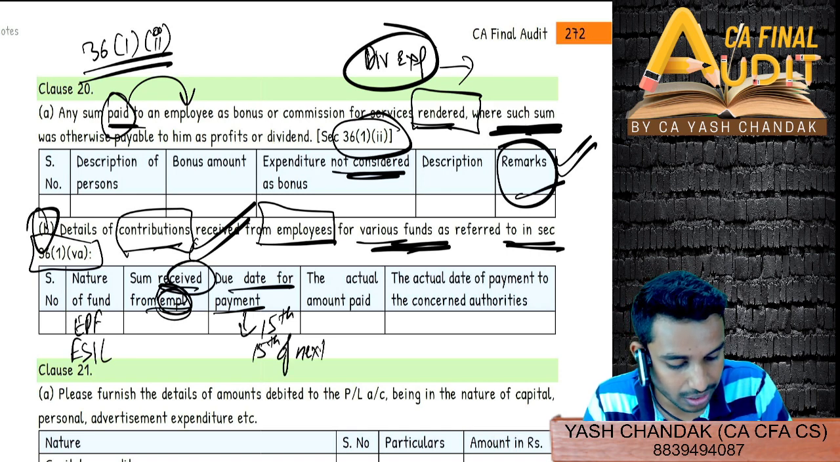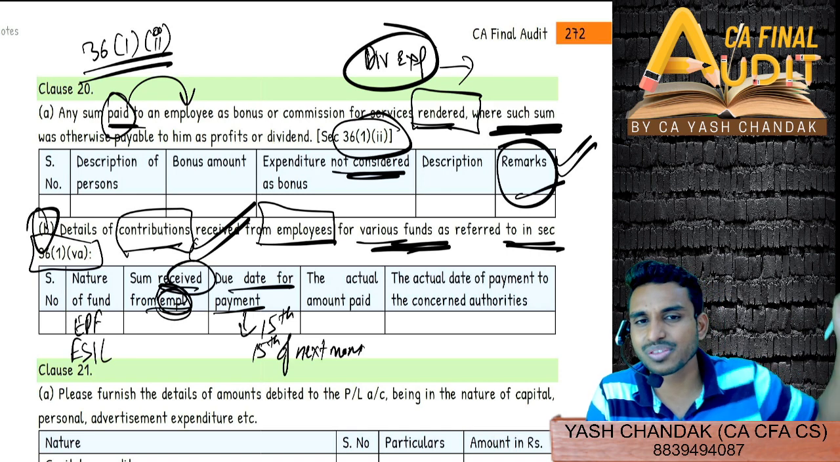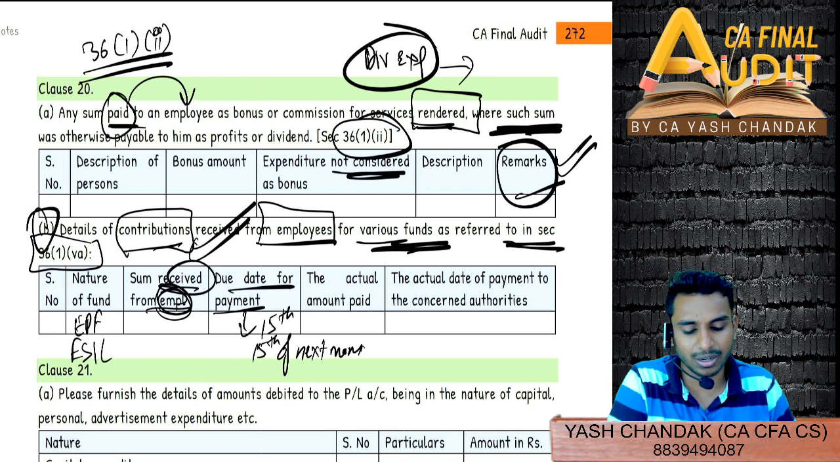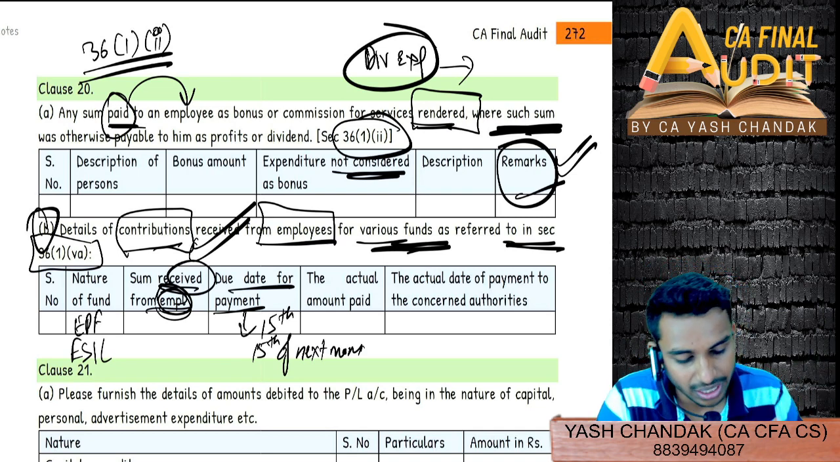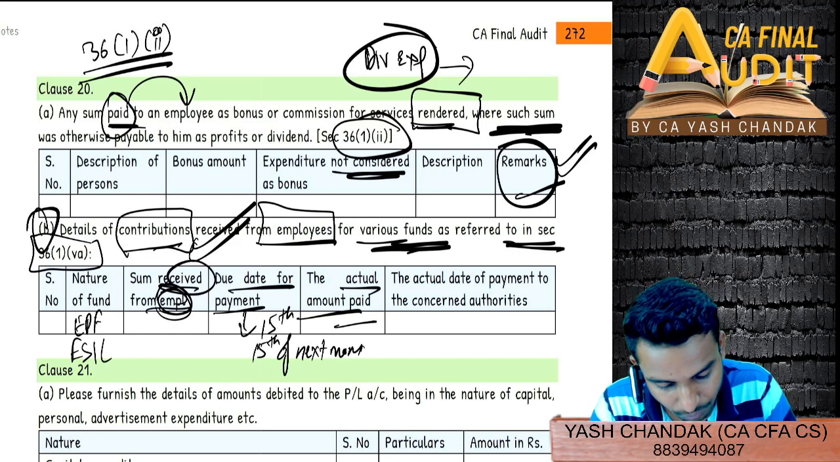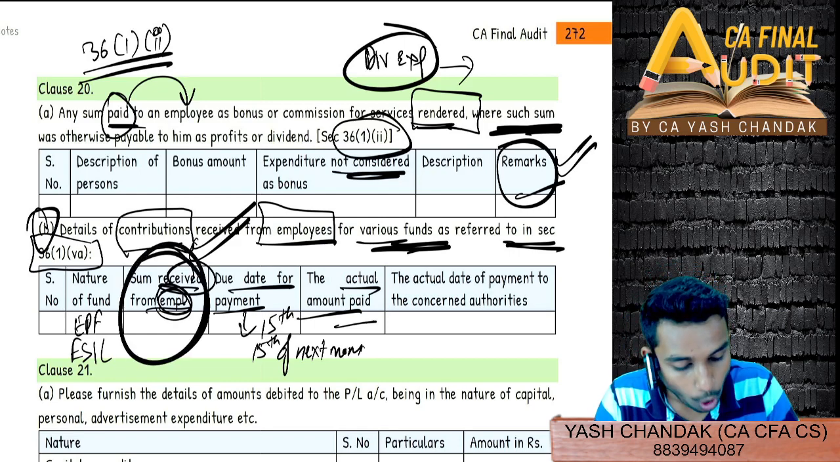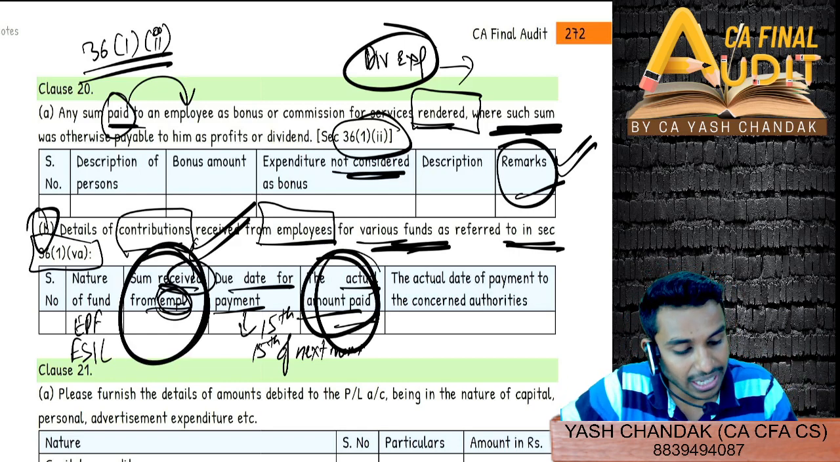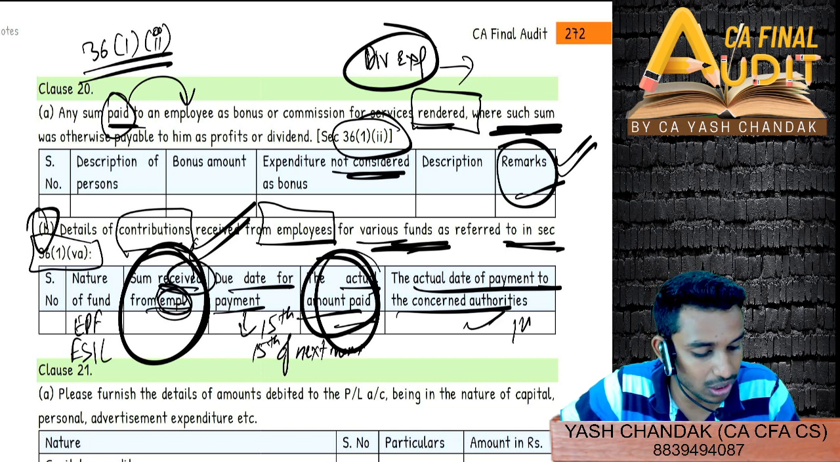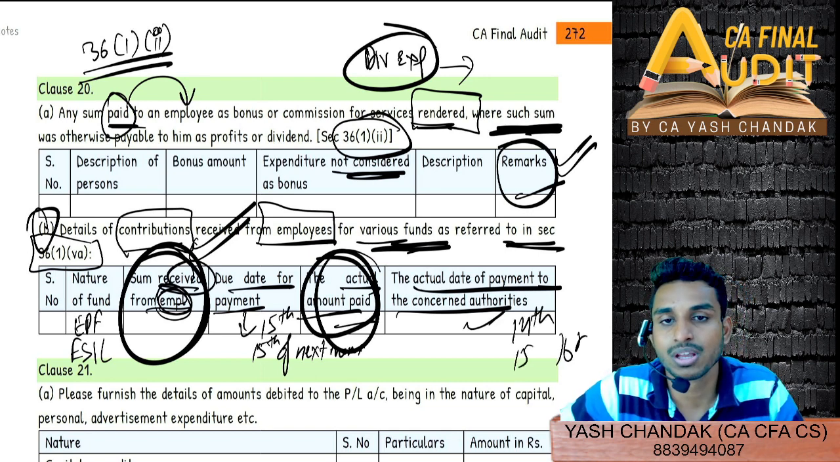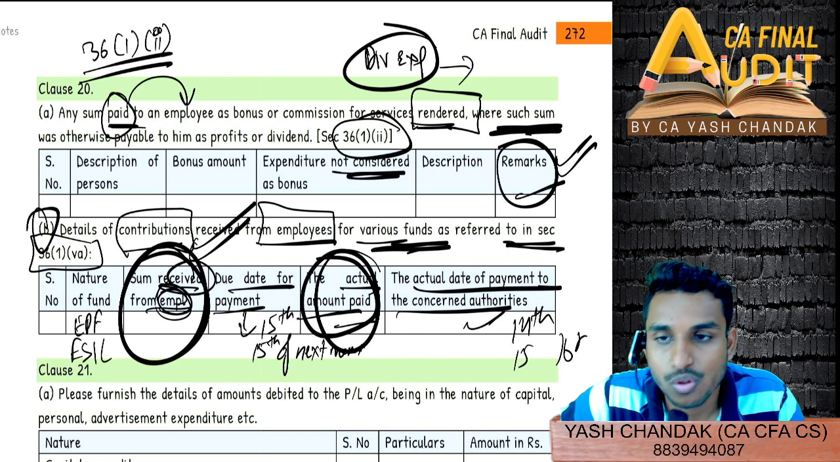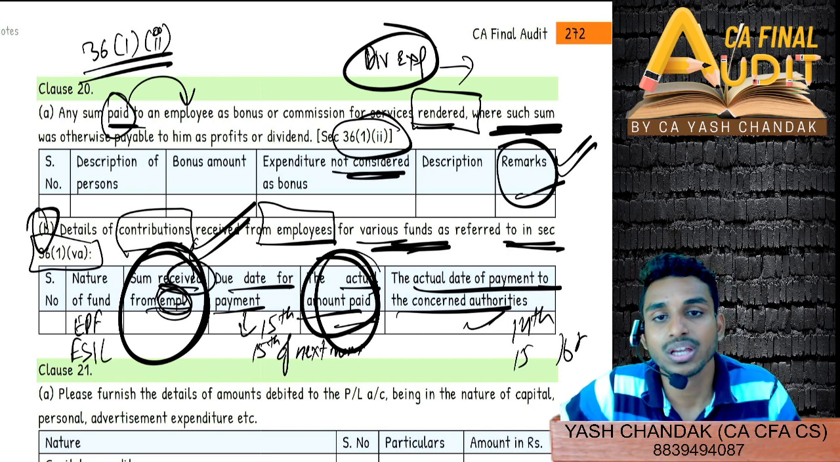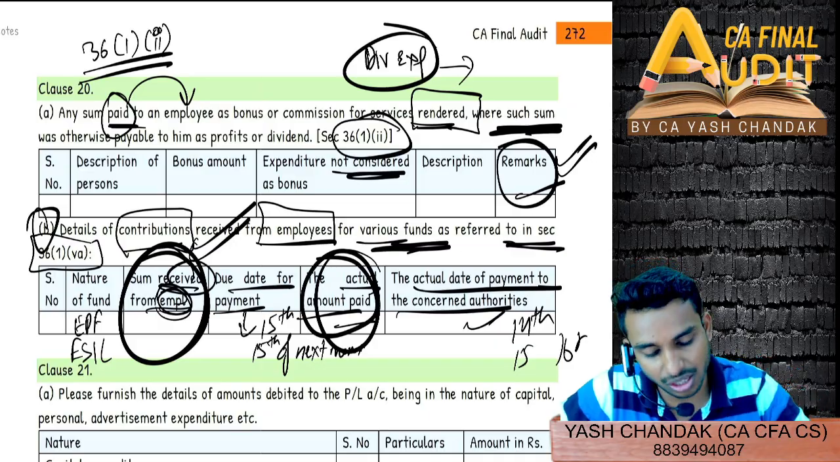15th of next month. Earlier for ESIC it was 21st, but that was a long time back. Now both are 15th of next month. The actual amount paid from the sum received and due, how much amount I have paid, and the actual date of payment, whether it is the 14th of next month or 15th or 16th or whatever it be. What is the date of payment? This is important because this is linked to clause 26.